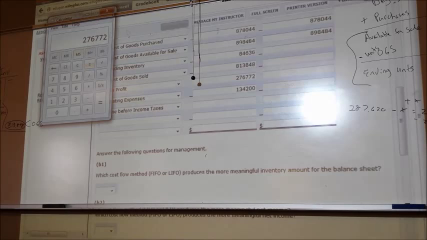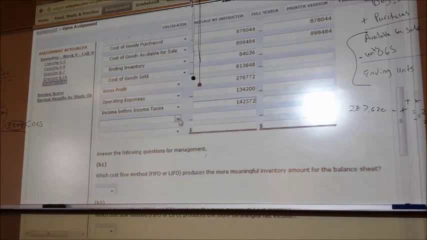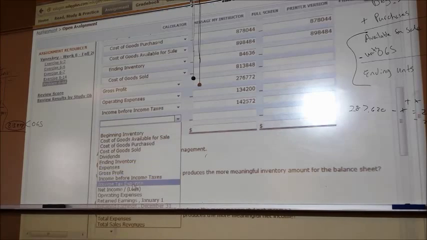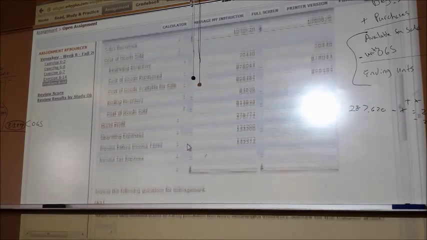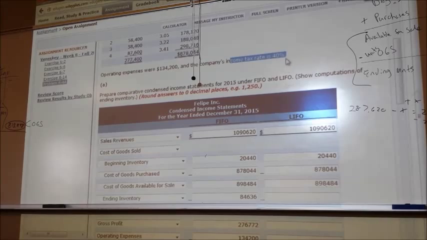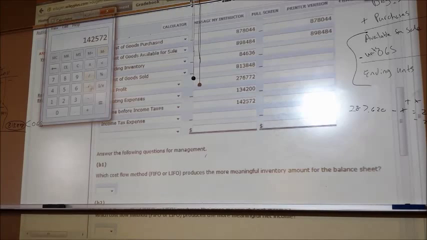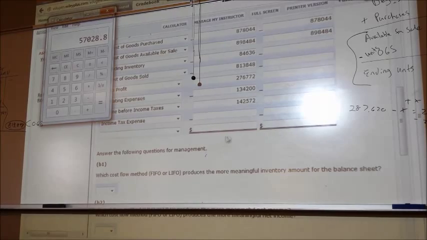We can easily figure that up. 276 minus the expenses. That last expense, income tax, it tells us what the income tax rate is up here in the problem, 40%. So 40% of this figure is how much I have to pay the government. Again, we're going to round to the nearest dollar, 57,029.